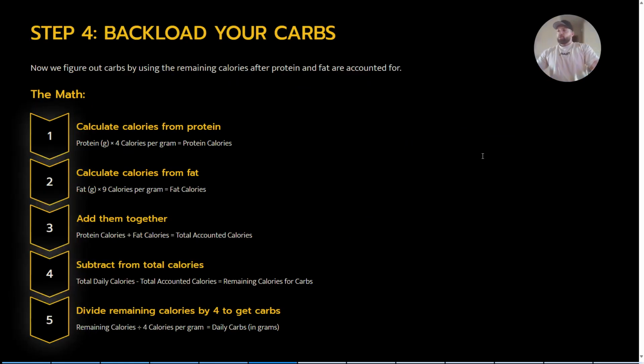Backload your carbs. Take a drink real quick. Let's get a dry mouth when I'm yakking.